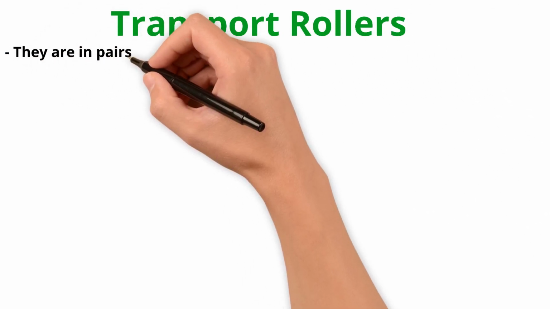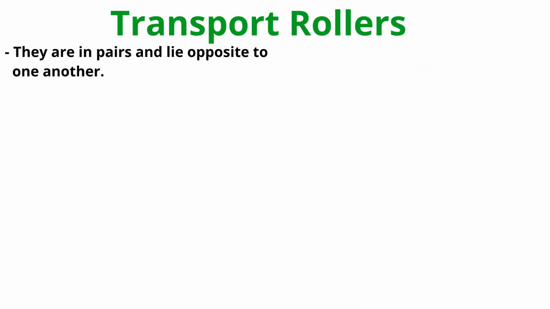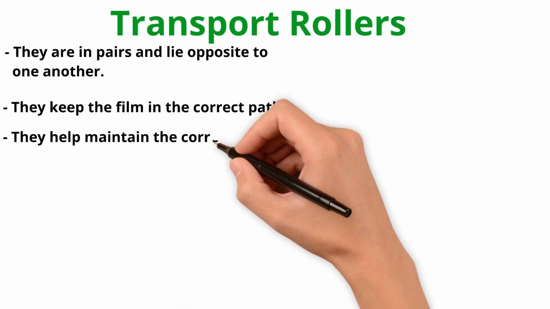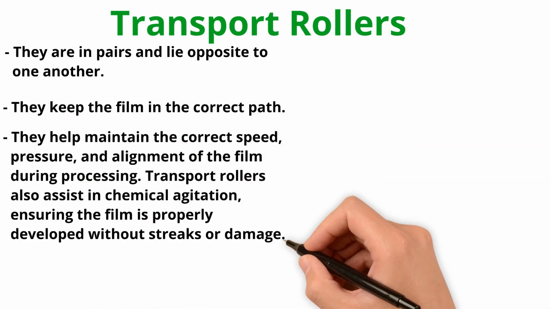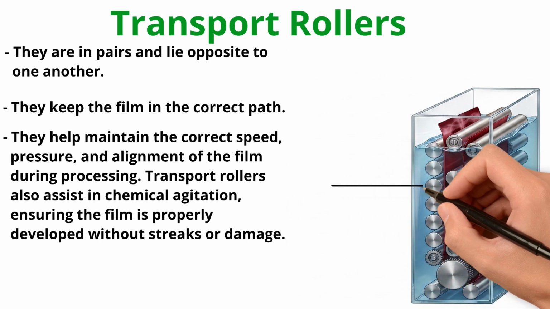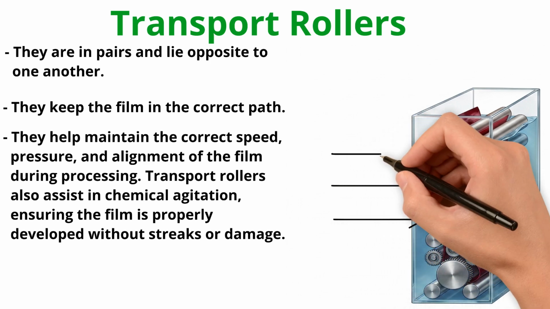Now, let's take a closer look at the transport rollers. These rollers are arranged in pairs, lying directly opposite one another, and their primary function is to keep the film on the correct path as it moves through the processor. They also maintain the correct speed, pressure, and alignment of the film throughout the entire processing cycle. This ensures the film travels smoothly without slipping, jamming, or becoming misaligned.